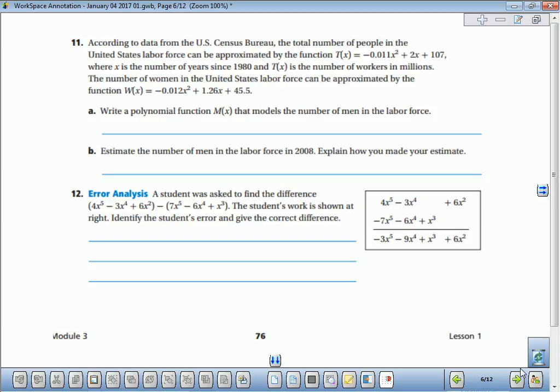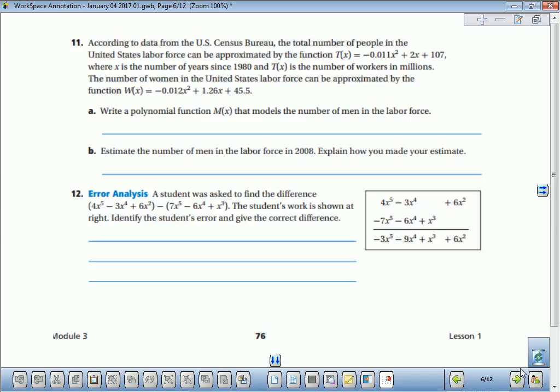Alright. Okay, number 11 is not really difficult, it just does have words. It says, according to the data from the U.S. Census Bureau, the total number of people in the U.S. labor force can be approximated by that function, where x represents the number of years since 1980, and t of x is the number of workers in millions.